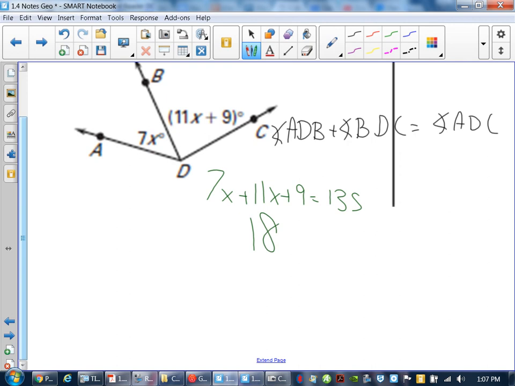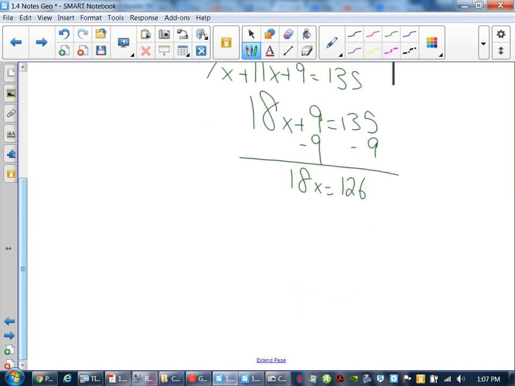Two-step equation. What do I do next? Subtract 9. All right, so I just want you to casually do this for me because they're going to be spread out. And now, what's that? 126. Divide it out and you get 7.